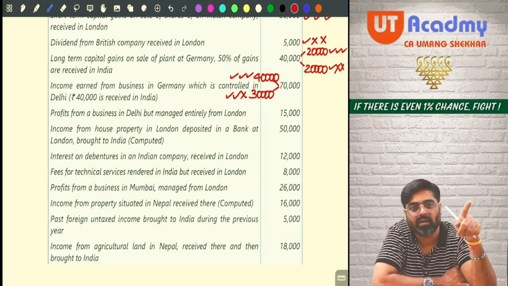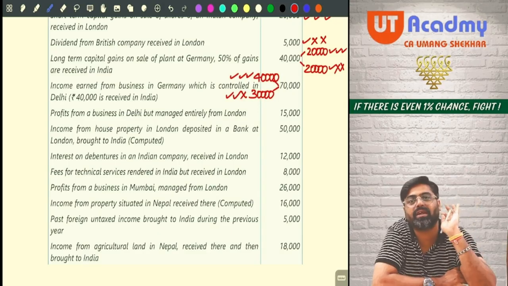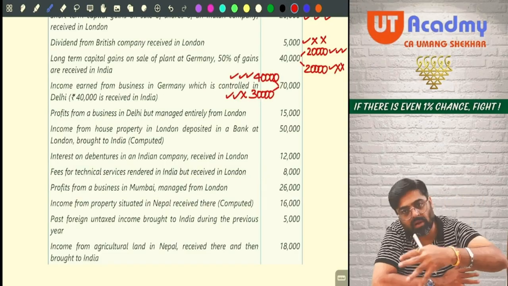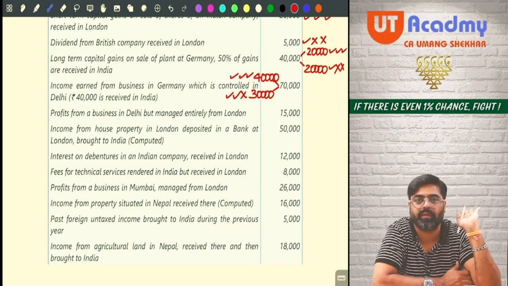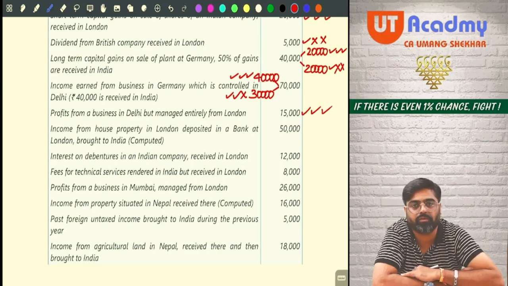If you read the balance part of that point, you will get confused. Business is in Delhi. Business is in India. Whatever income that business will give me will accrue from India only. Yes or no? So it will become my Indian income. Tick, tick, tick. Everyone got this?